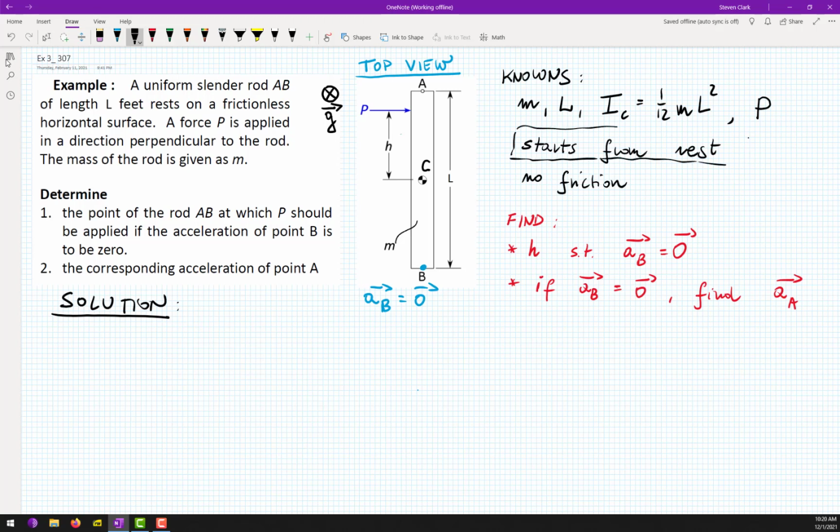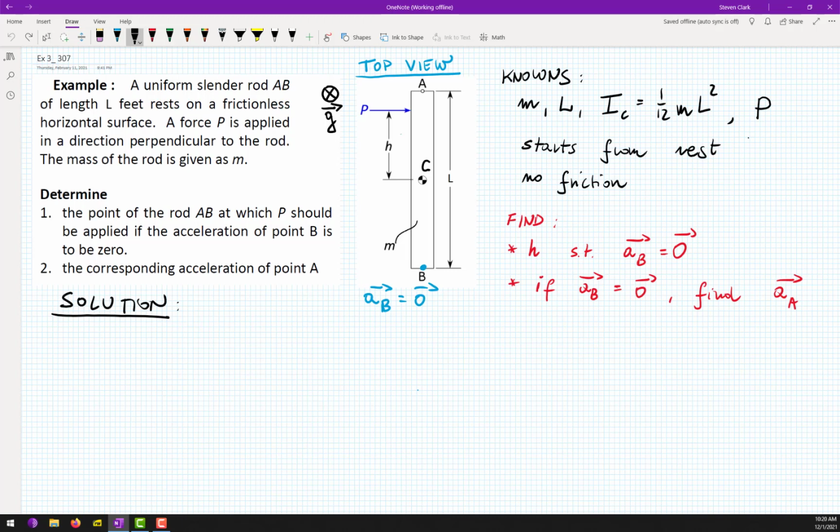So once you see that in the problem statement, you can easily set the velocity of every single point to 0. And what do they ask us to find? They ask us to find h again. So they ask us to find the point of application of force P, such that this is 0. So this is our requirement. Find h such that AB is 0 vector. And once we know that this is 0, we should also find the acceleration of point A.